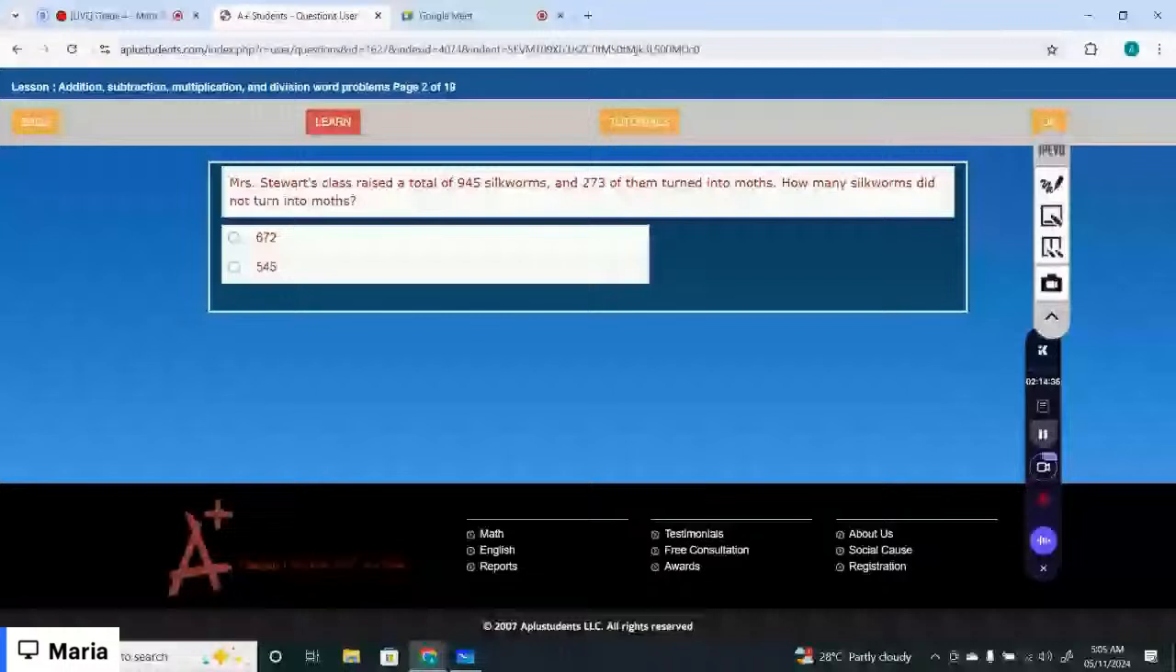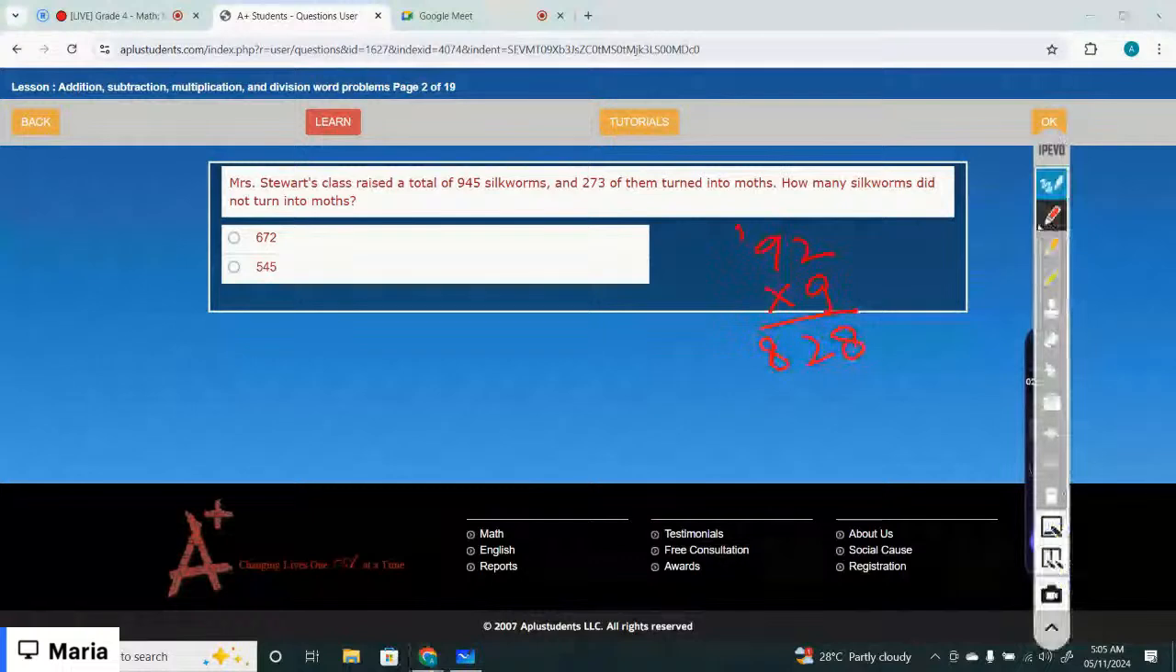Let's look at the second one. Mr. Stewart's class raised a total of 945 silkworms and 273 of them turned into moths. How many silkworms did not turn into moths? So, what do you have to do? They got a total of 945, right? 273 turned into moths. The question is how many silkworms did not turn into moths?